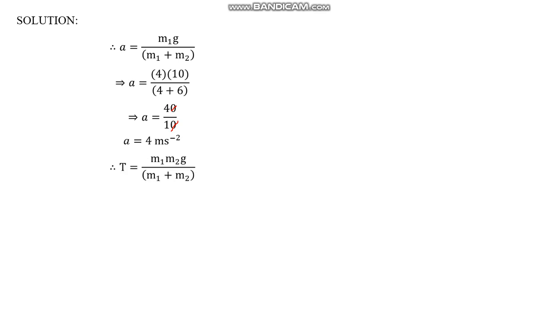Now for tension we will use the formula T = m1 m2 g / (m1 + m2). Put all the values: m1 is 4, m2 is 6, g is 10, m1 + m2 is 4 + 6. Do a little math. 6 4s are 24, 24 tens are 240, and 6 plus 4 is 10. So this becomes 240 upon 10. The 0 is cancelled by the 0, so the tension will be 24 Newton. In this way we have found the acceleration and tension for the second case.